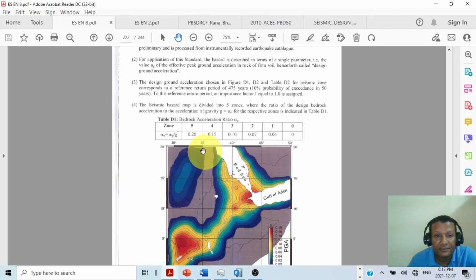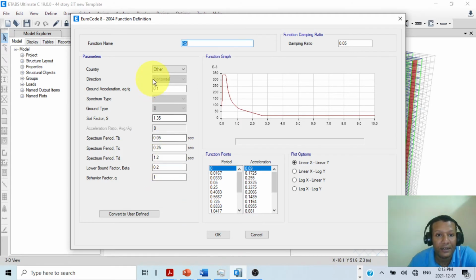As per this, the bedrock acceleration is this one, with zones 1, 2, 3, 4, 5. For Addis Ababa we have an alpha factor of 0.1. So in our ETABS we will put the ground acceleration ag over g as 0.1, soil factor 1.35, spectrum period TB 0.05, TC 0.25, TD 1.2, lower bound factor 0.1, and behavior factor q. This is the elastic response spectrum. I didn't use any behavior factor here, just to show the elastic response spectrum. The inelastic response spectrum will be considered later.